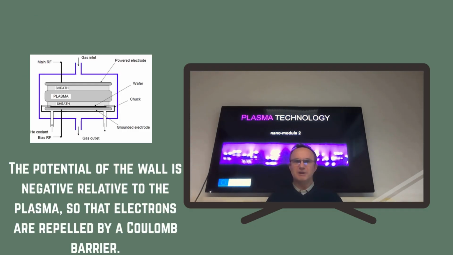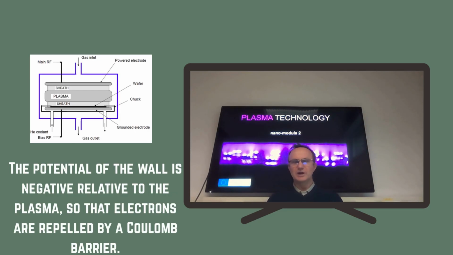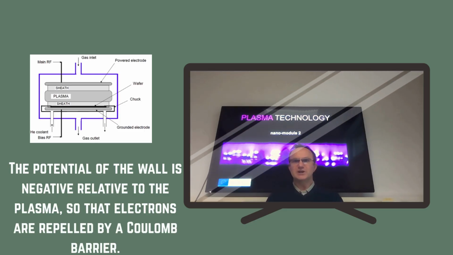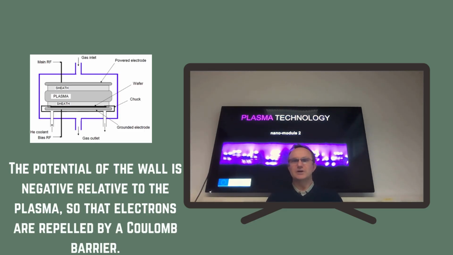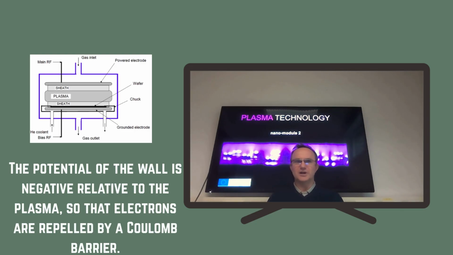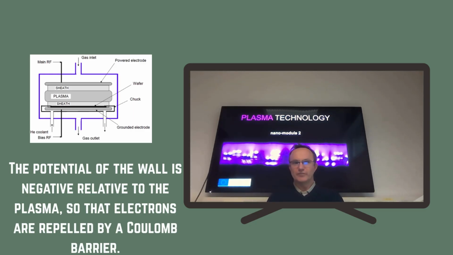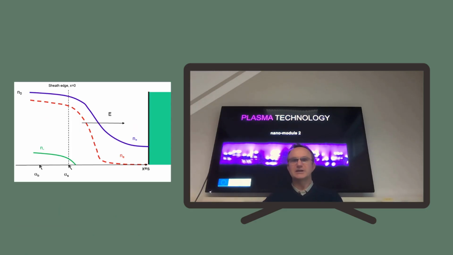Now let's consider we have a reactor. Inside of the reactor there is a plasma. Electrons, because of their small mass, will go to the wall, will charge the wall, and they will form a potential which will be negative in relation to the plasma. And so electrons will be repelled by the Coulomb barrier. Because there is a charge on the walls, it will repel electrons, and the density of electrons will gradually decrease in the region which we can call the sheath, and near the wall, the density of electrons will be zero.